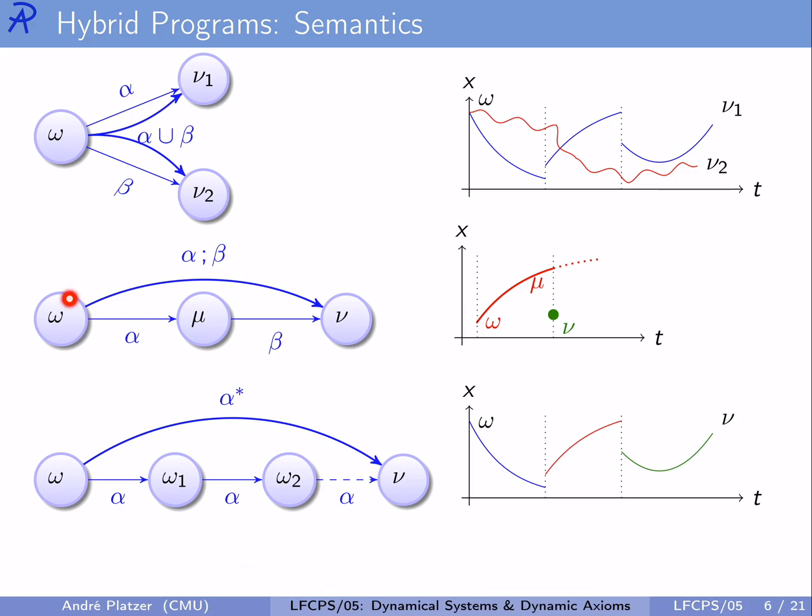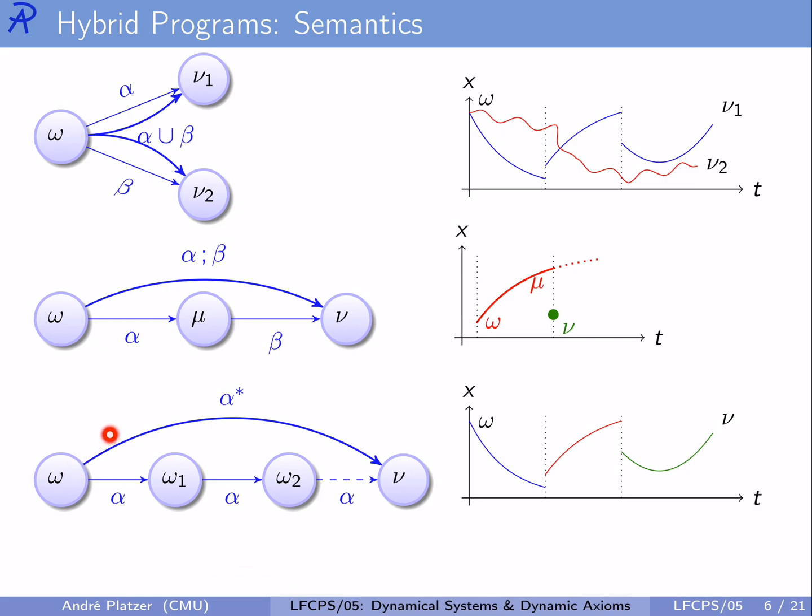The meaning and effect of a sequential composition is that a new state nu is reachable from the initial state omega whenever from that old state omega we can go to an intermediate state by running the first half alpha and then running the second part beta to the new state nu. So for example, follow continuously for some time and then jump.